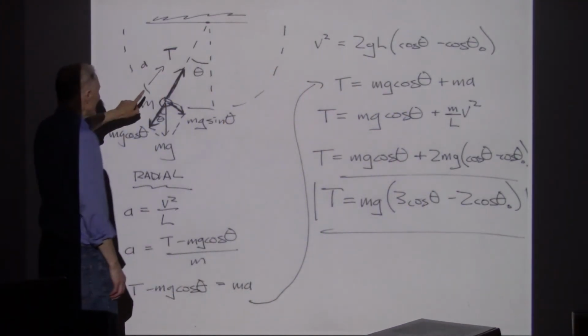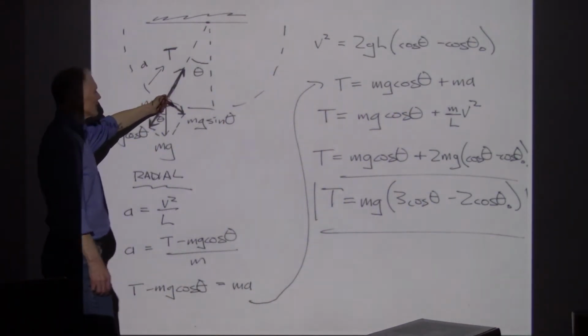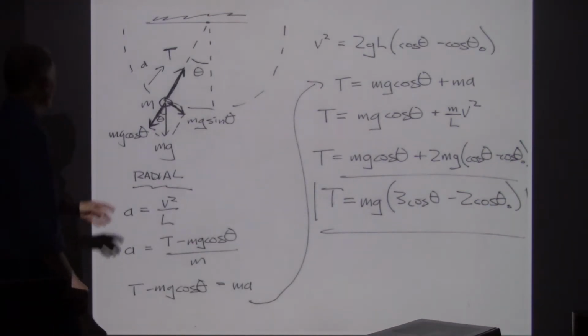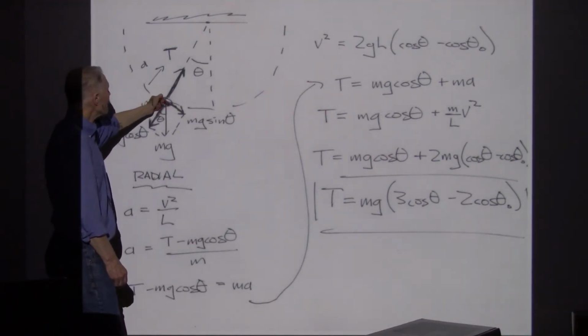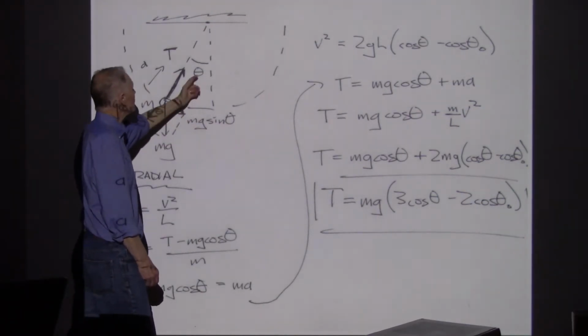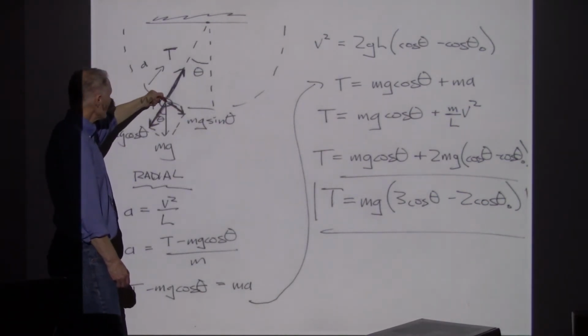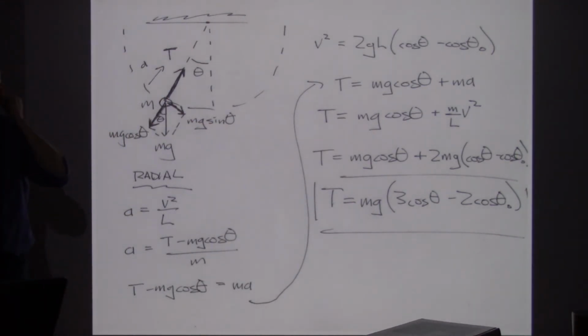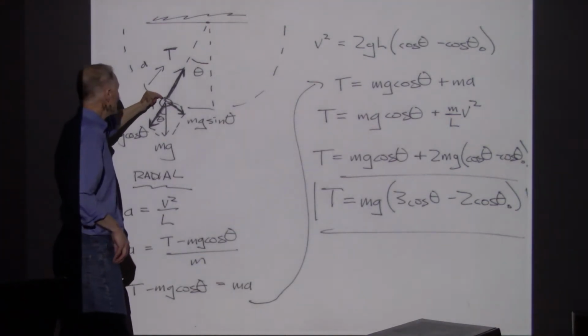All right, now we kept talking about the radial acceleration. Is there a tangential acceleration going on? And absolutely there is. There definitely is a tangential acceleration. The tangential acceleration is given by mg sine theta divided by m. So the tangential acceleration is g sine theta. And we would have to integrate that, as a function of theta, to find out what rate we're picking up speed along the way.